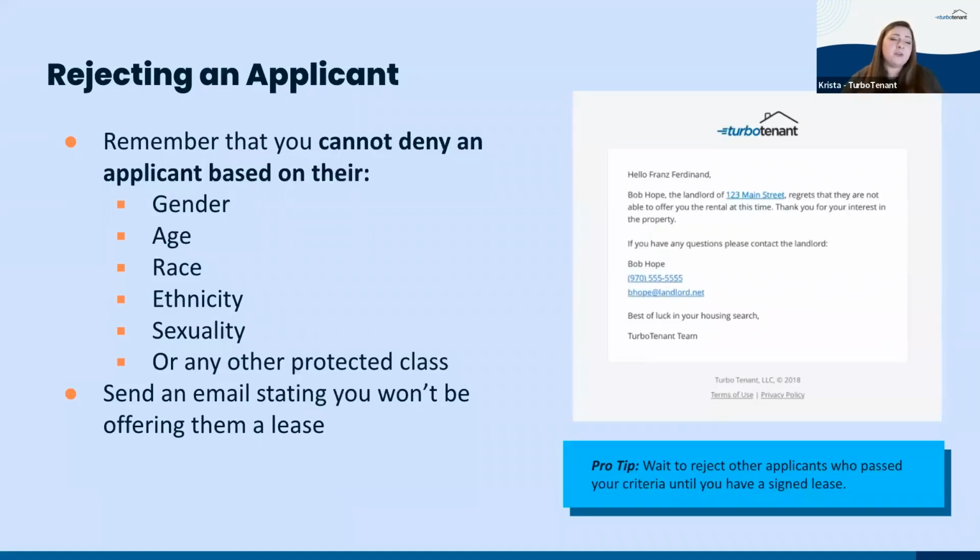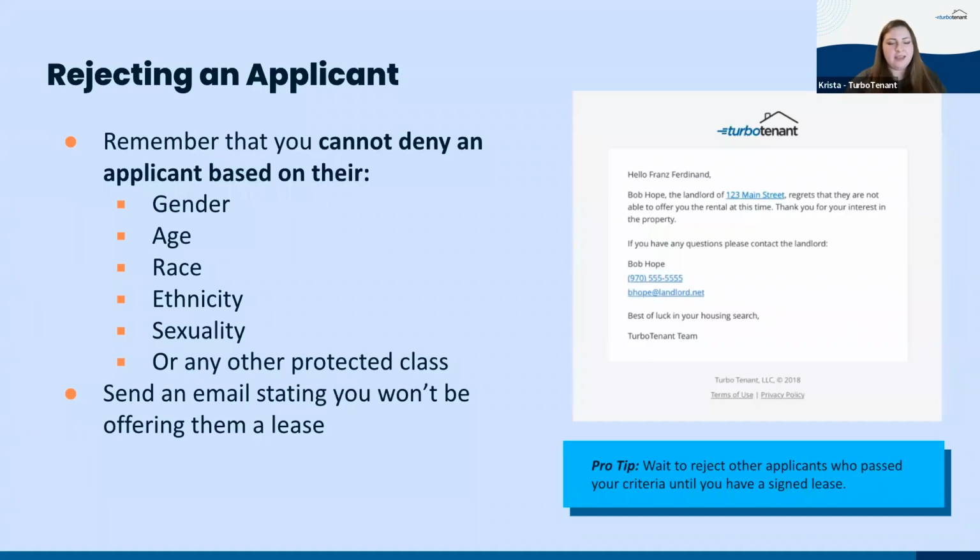This is particularly true if you have quite a few folks who might be a good fit, and you're just looking at the one who turned their stuff in first, as well you should. But wait until you get the signed lease. Last thing you want to do is reject everyone, and then something happens with your ideal candidate where they can no longer sign the lease, and then you have to start from square one.